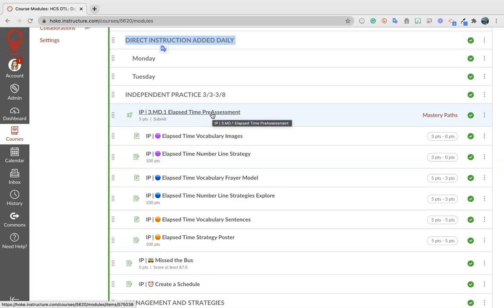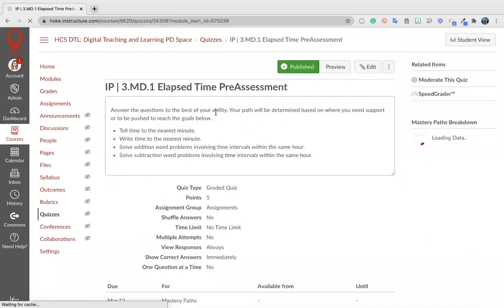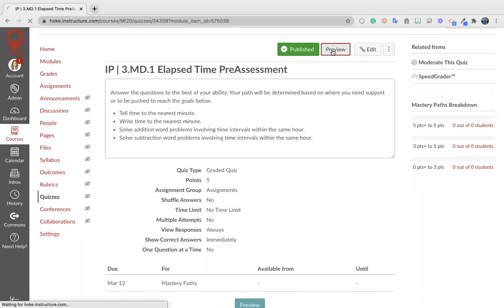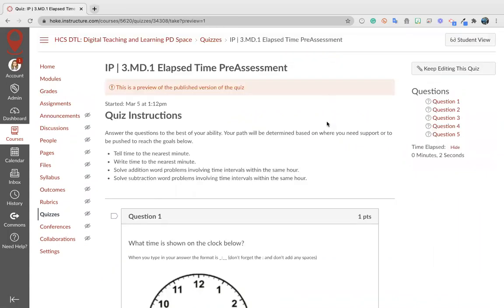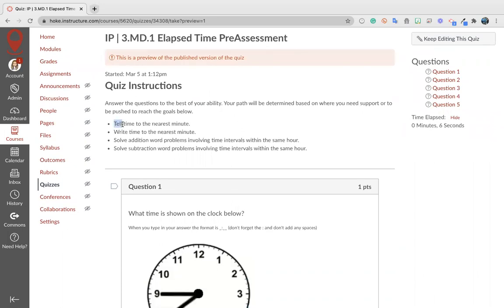So in this pre-assessment, I've got 5 questions, and I had to write these questions in a way that when kids miss them, it was going to send them down a path that would support them where they are. So let's check out these questions really quick, right? So in our standard, we're talking about telling time, writing time, and then solving addition and subtraction word problems with time. So I tried to build these questions to help me see where they needed support.